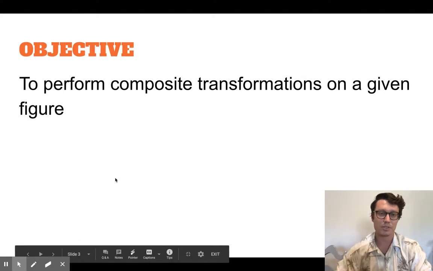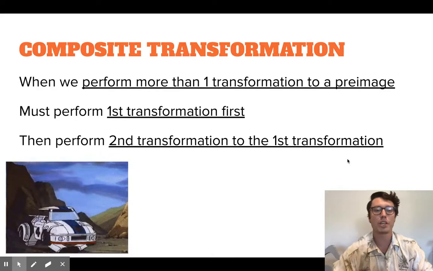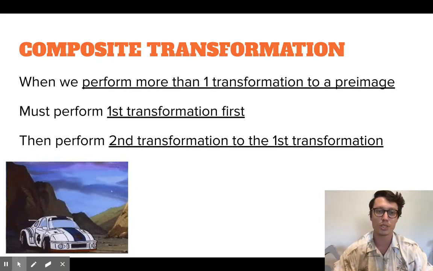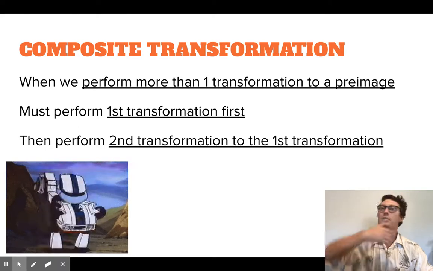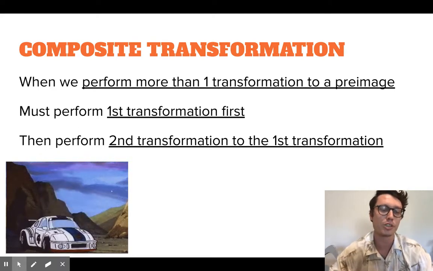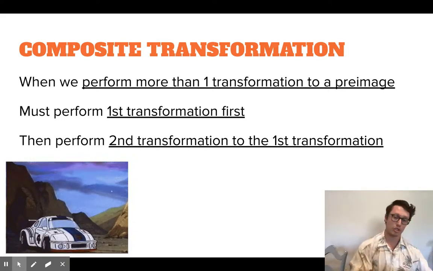Okay, our objective is to perform composite transformations on a given figure. Composite transformations are when we perform more than one transformation to a pre-image, right? It may seem self-explanatory, but we must perform the first transformation first, and then we must perform the second transformation to the first transformation, right?